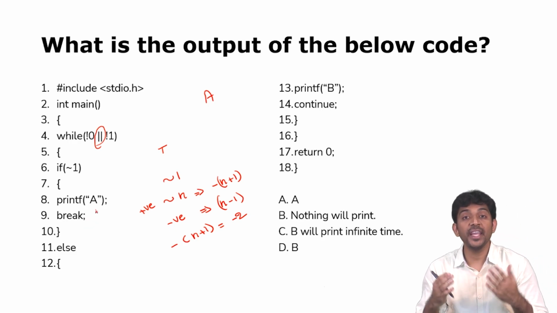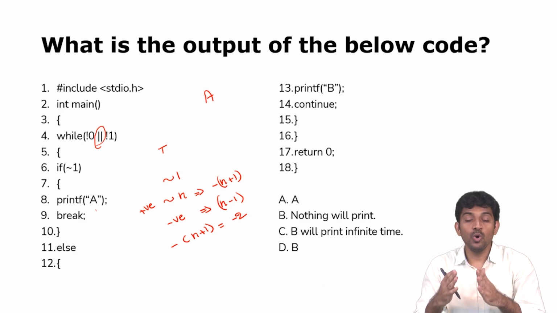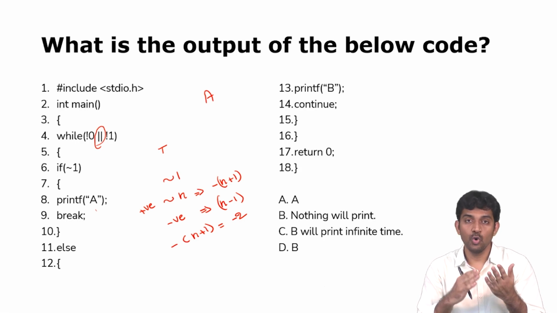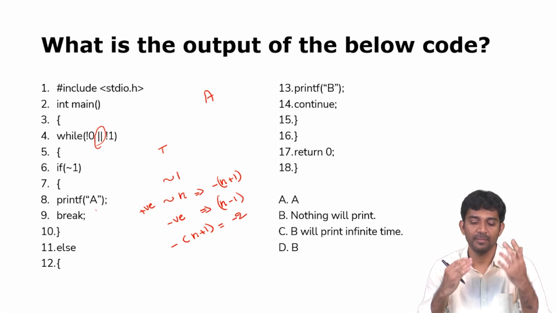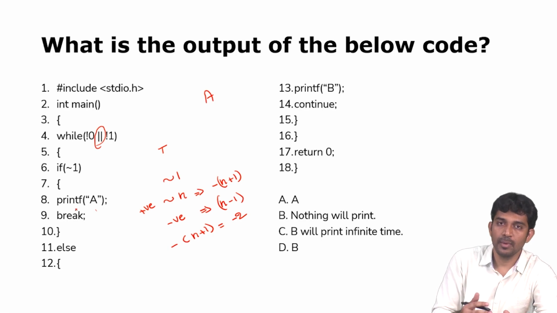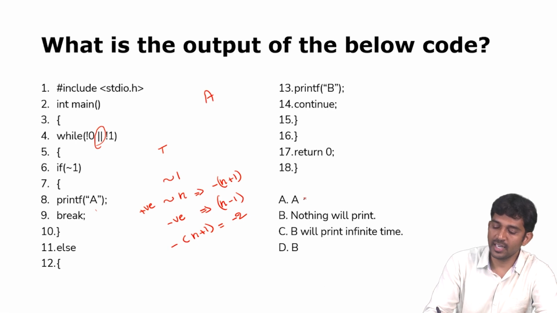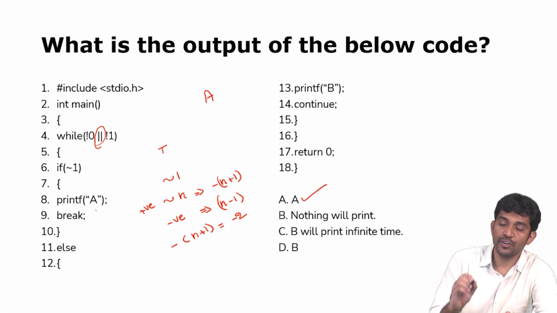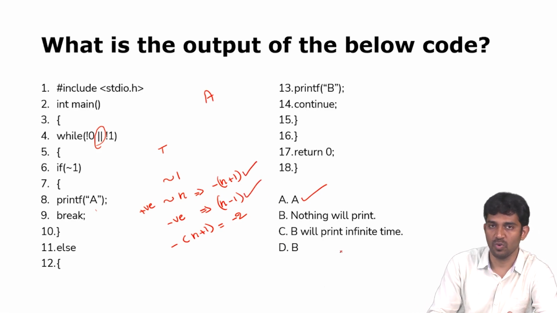You know that when the break executes, the loop exits. Break is used to exit the loop, and return is used to terminate the program. Please remember. From here, you exit the loop and come down, then the result is A. Got it? Please remember, when you apply negation of n, the formula is: if n is positive, minus of n plus 1; if it is negative, n minus 1. That's all.